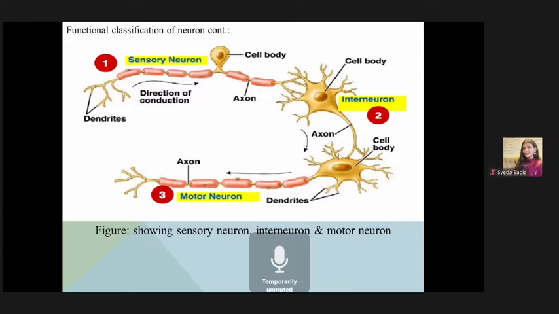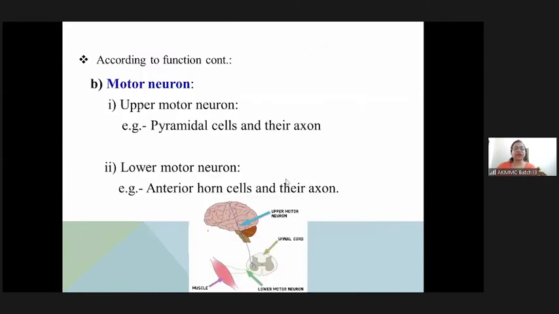Here we can see they are transmitting information away from the cell body. This is a motor neuron. A motor neuron we can classify into two categories: one is upper motor neuron, another one is lower motor neuron. Which neuron will start from the cortex and stay inside the central nervous system? That will be upper motor neuron. And which one will start from the spinal cord and go toward the working side? That will be lower motor neuron.